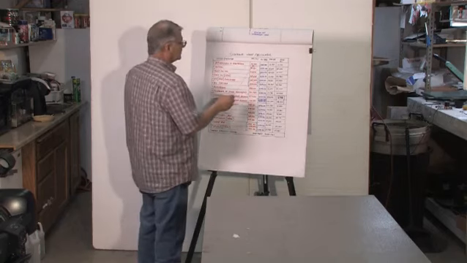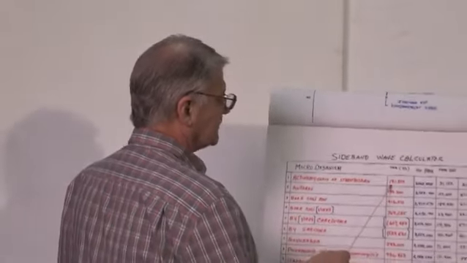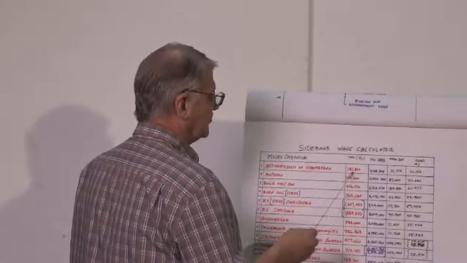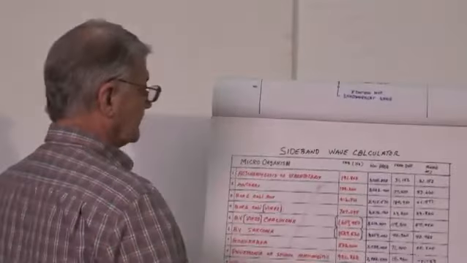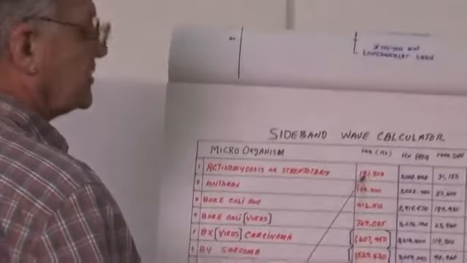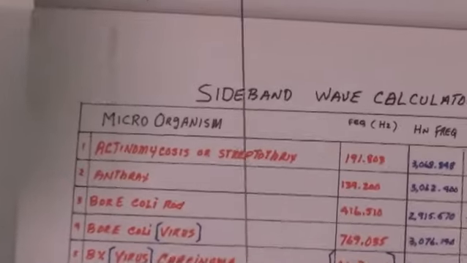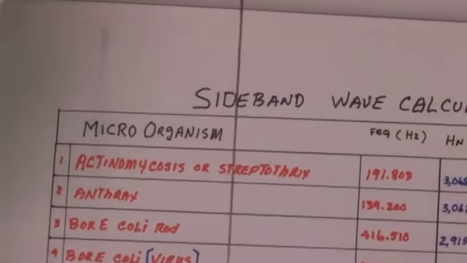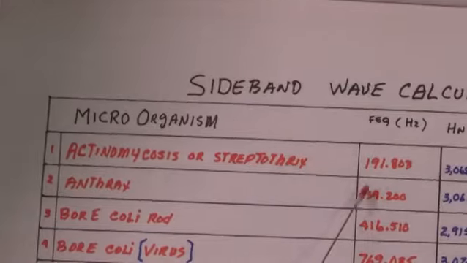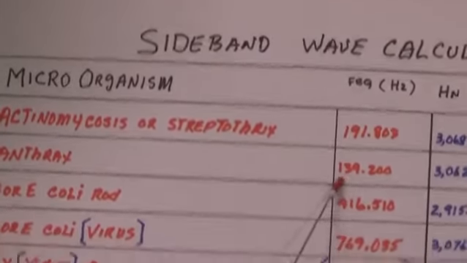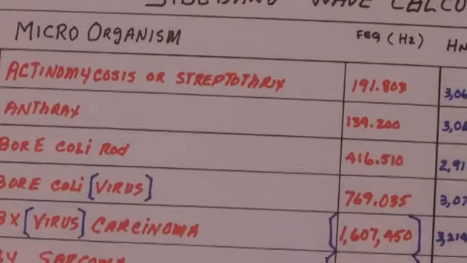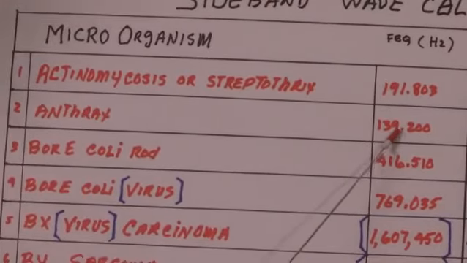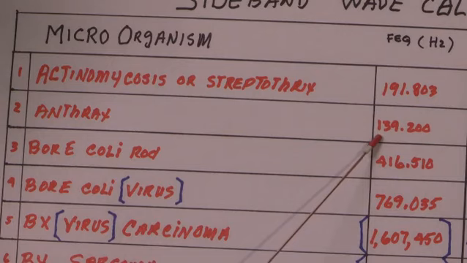Okay, so these were the known frequencies in hertz. So you can see the lowest frequency here is 191.803 hertz. And that's in the radio band. So that would be, in fact, that's below the radio band. All right? And then we move up to the next one, which is anthrax. See, the bacteria is getting bigger. So this frequency is getting lower. Okay. So the lowest one is anthrax at 139,200.